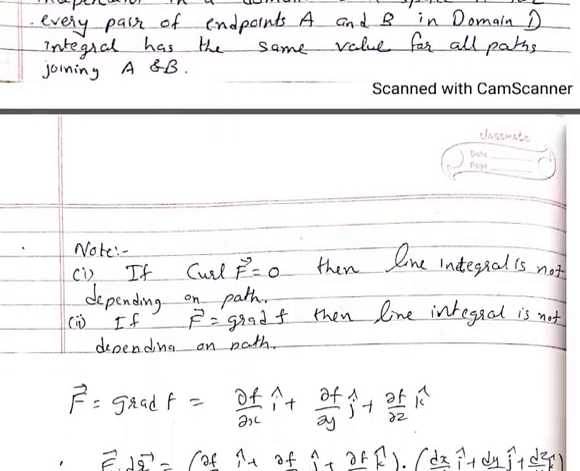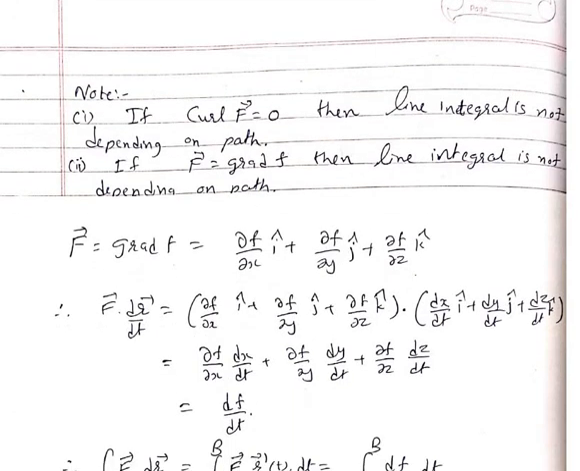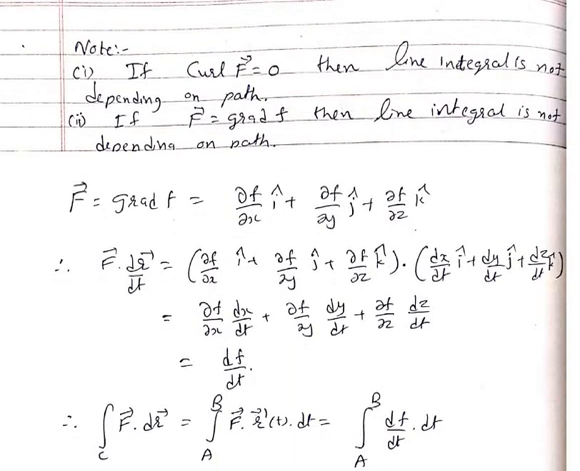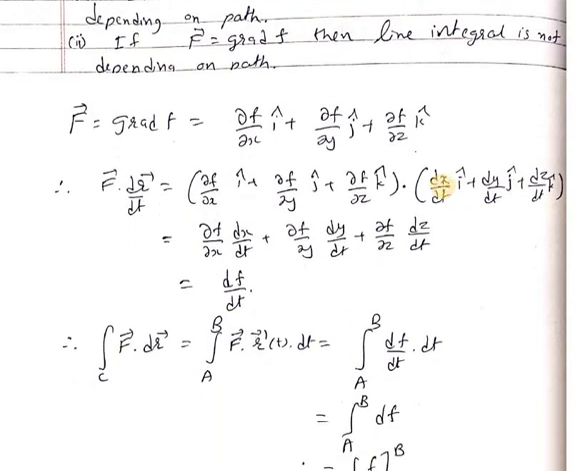Before that, if the curl of F is 0, then the line integration is not depending on path. In the same manner, if F bar is equal to grad F, then also the line integration is not depending on path. Now see, F bar is equal to grad F, that means del F by del x into i, del F by del y into j plus del F by del z into k. Then F dot dr by dt is equal to del F by del x into i plus del F by del y into j plus del F by del z into k, dot dx by dt i plus dy by dt j plus dz by dt k.